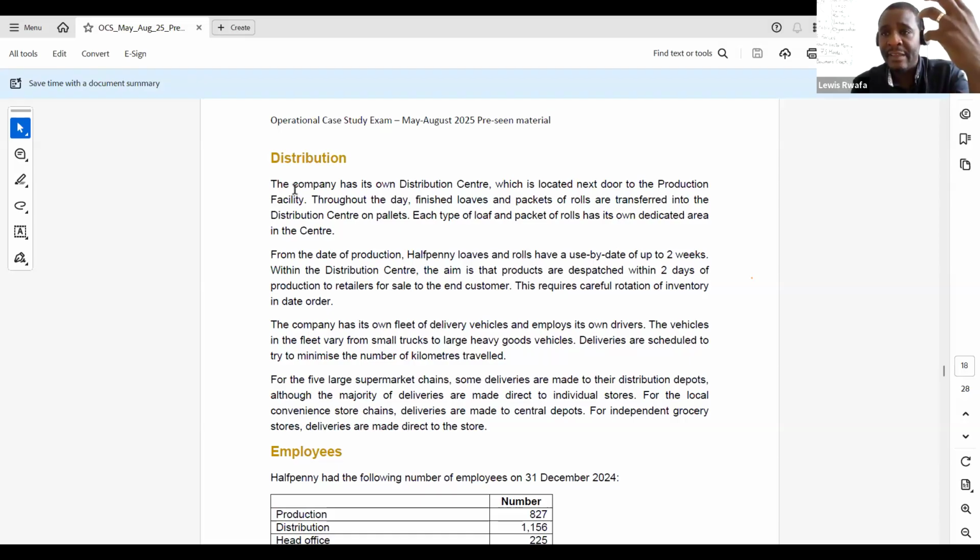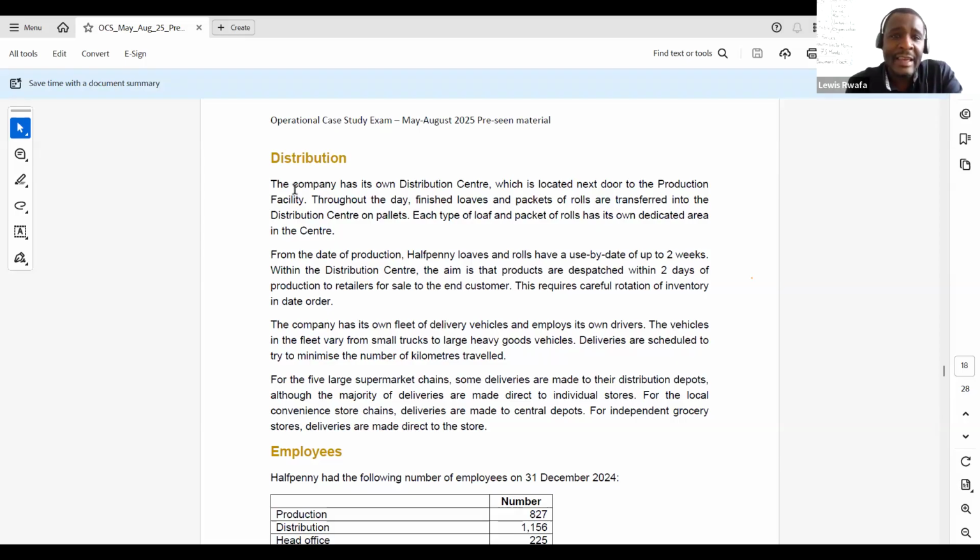Inbound logistics becomes easier. Again, operations, because there is not much traveling in there, they employ their own drivers. So what they've done is to make sure that time and cost is managed very well. Halfpenny deals with a perishable product here, so the raw materials cannot be kept for too long, and also the finished product cannot be kept for too long. So there should be efficiency in terms of managing our inputs and our outputs to our final products.